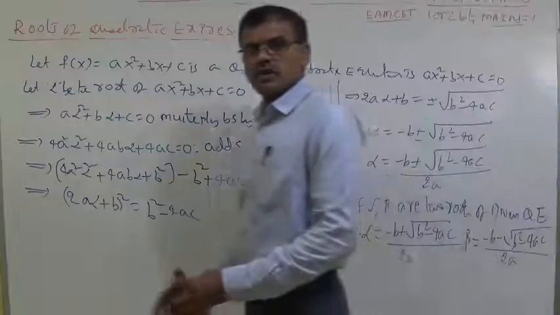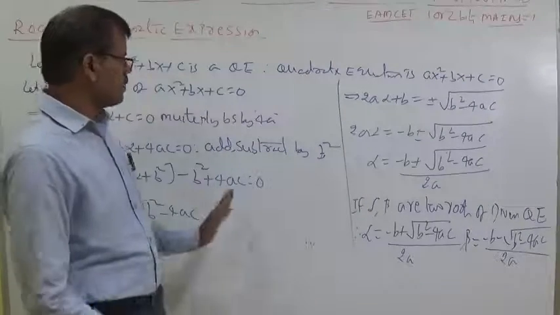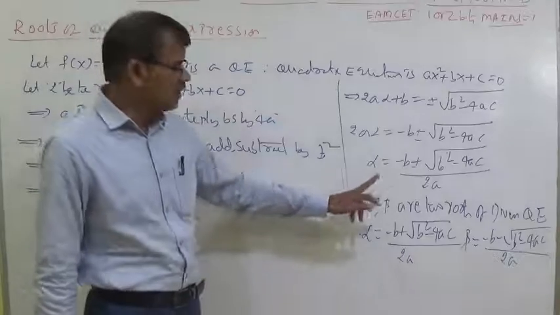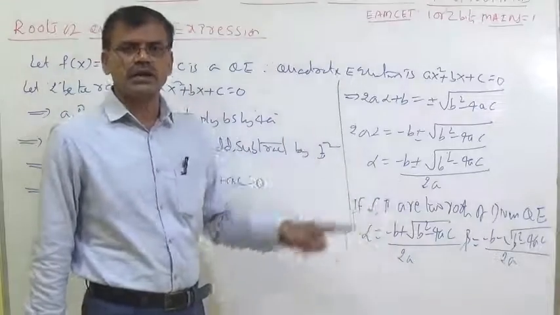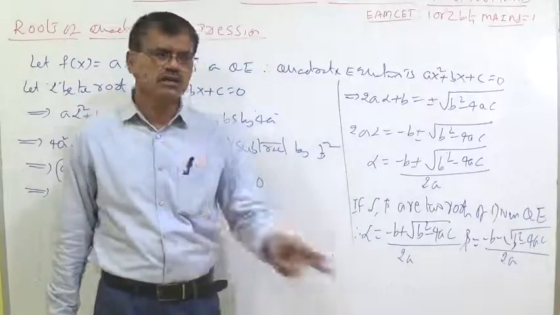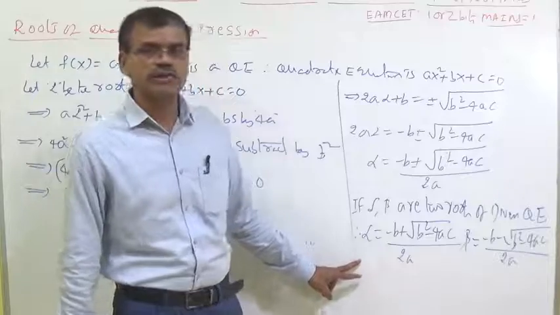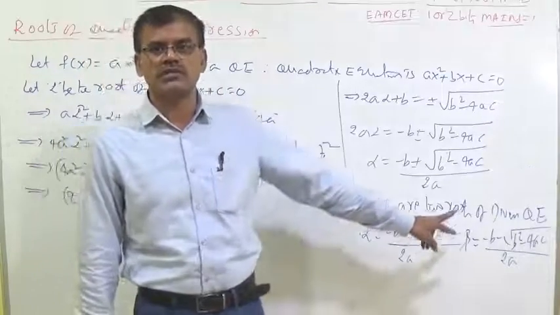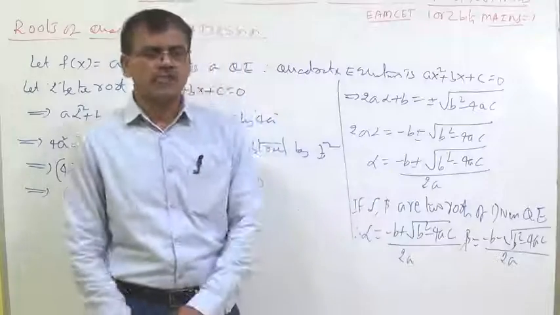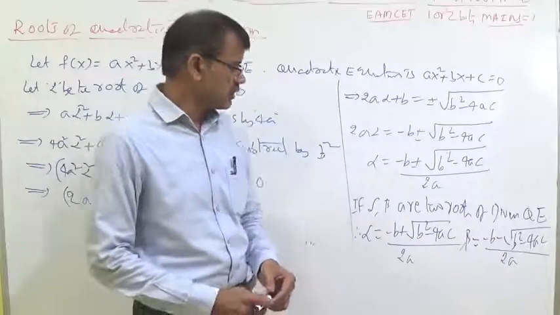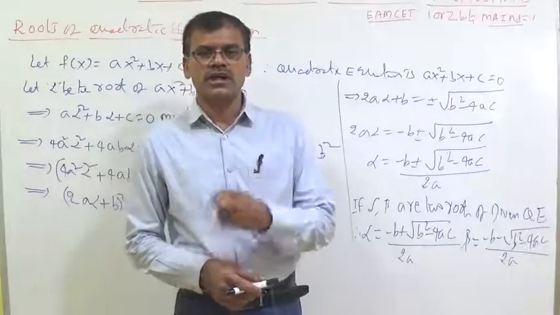Here we can observe that a quadratic equation has two roots, the first one is the plus case and the second one is the minus case. Among them, the first one is alpha is equal to minus b plus root b square minus 4ac by 2a, and the other root, denoted as beta, is minus b minus root of b square minus 4ac by 2a. So we can conclude that a quadratic equation has two roots.